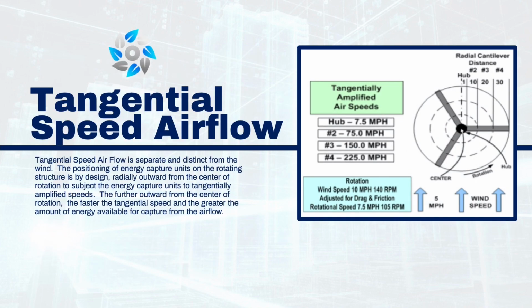Tangential speed airflow. This is separate and distinct from the wind. The positioning of energy capture units on the rotating structure is by design radially outward from the center of rotation, to subject the energy capture units to tangentially amplified speeds. The further outward from the center of rotation, the faster the tangential speed and the greater the amount of energy available for capture from the airflow.